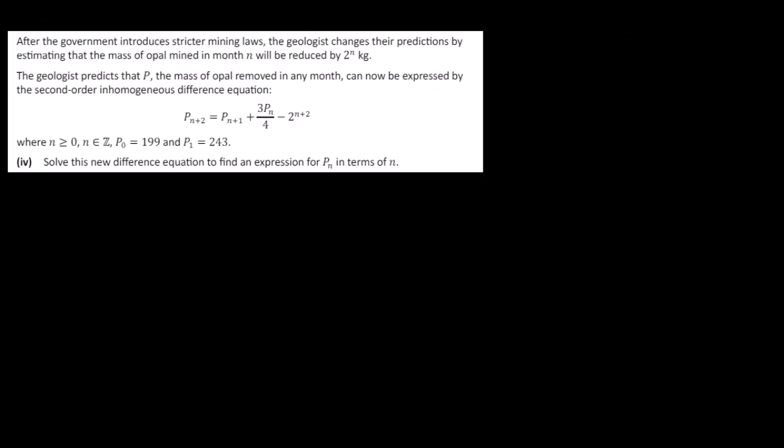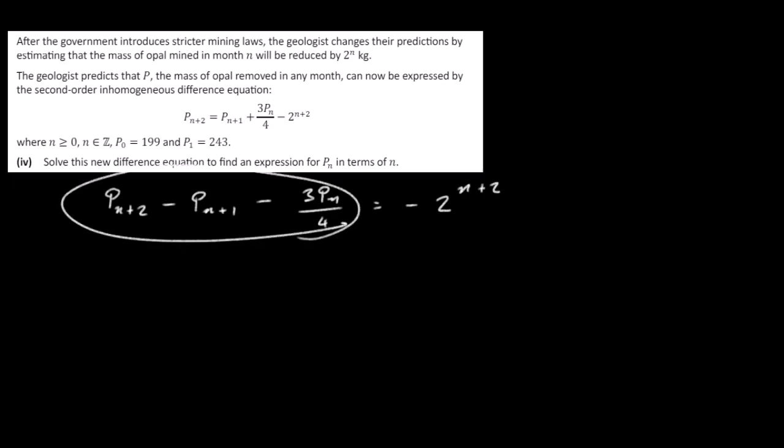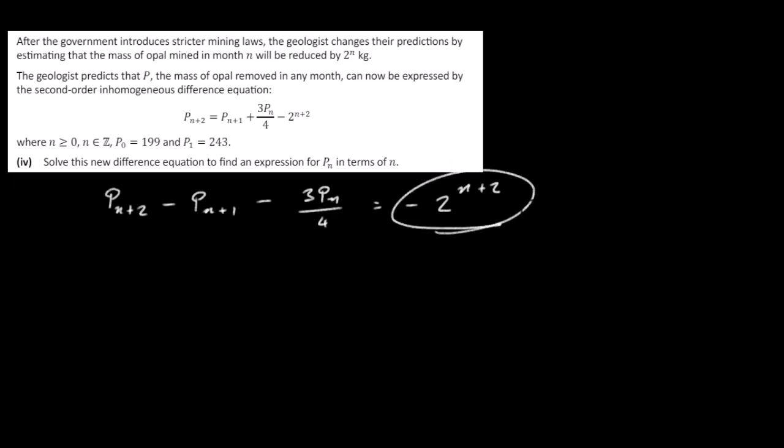Okay, so this is the same as what we did previously, but this time we've got an inhomogeneous difference equation. So this second half of the question is going to be almost the same as the first, but just a different type of equation. So let's start it anyway. We have Pn plus 2. I'm just going to bring over the Pn plus 1. I'm going to bring over the 3Pn over 4, and that's equal to minus 2 to the power of n plus 2. So we have this part of the equation which we've already done in a previous part, and this part here is new.